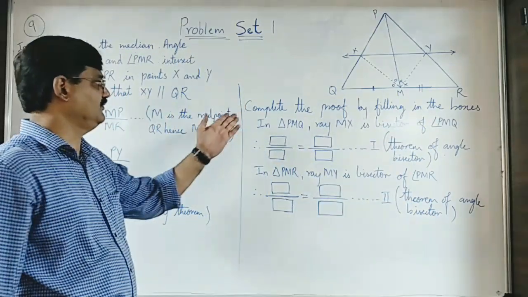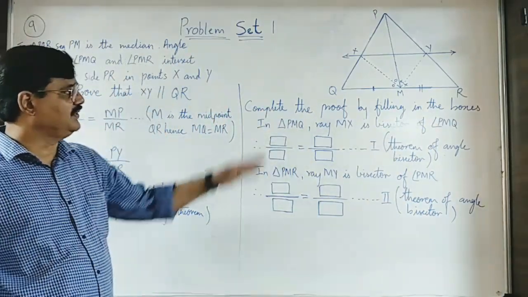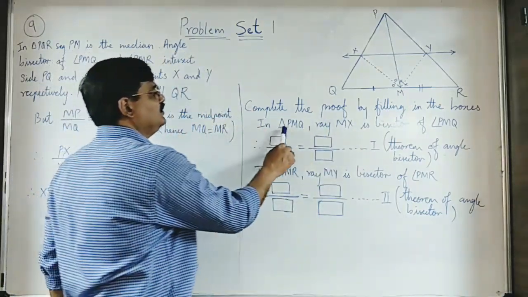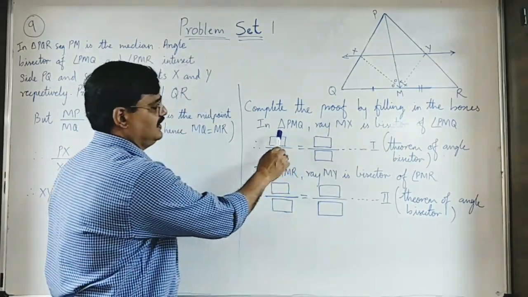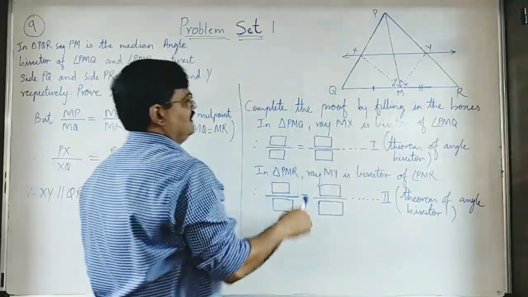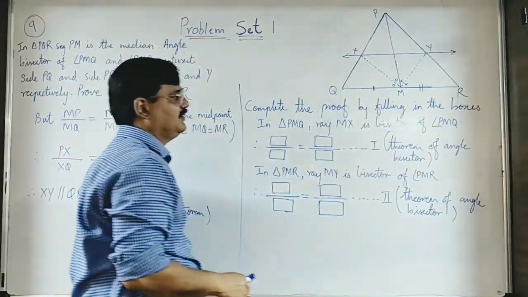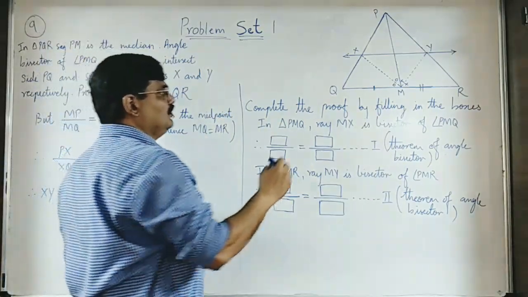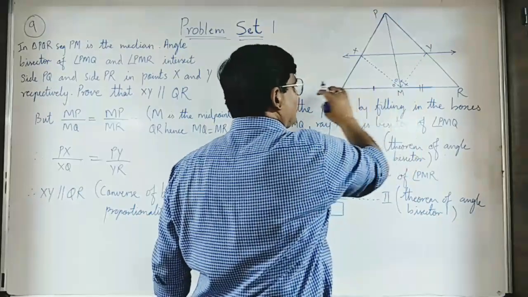It's very simple. You have to complete the proof by filling the boxes. This is very simple. It is given over there. You have to go here. It is written. See that over there. Triangle PMQ. Where is triangle PMQ? Look at the triangle PMQ only, where MX is a bisector. MX is a bisector of angle PMQ. You don't look at this structure. Only look at the triangle PMQ.